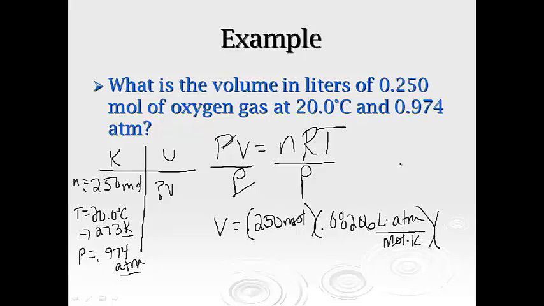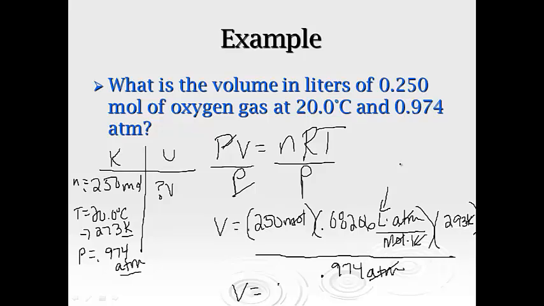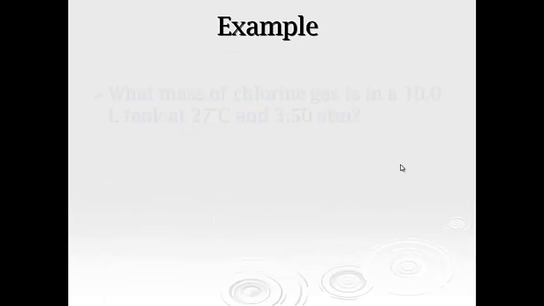Then our temperature value is 293 Kelvin. So there you lose the Kelvin unit. We're dividing that whole thing by the pressure, so divided by 0.974 atm. Then we lose the atm and we're left with liters. So this is where our unit comes from. And it's going to be 6.18 liters, three significant figures. Okay, let's do one more.